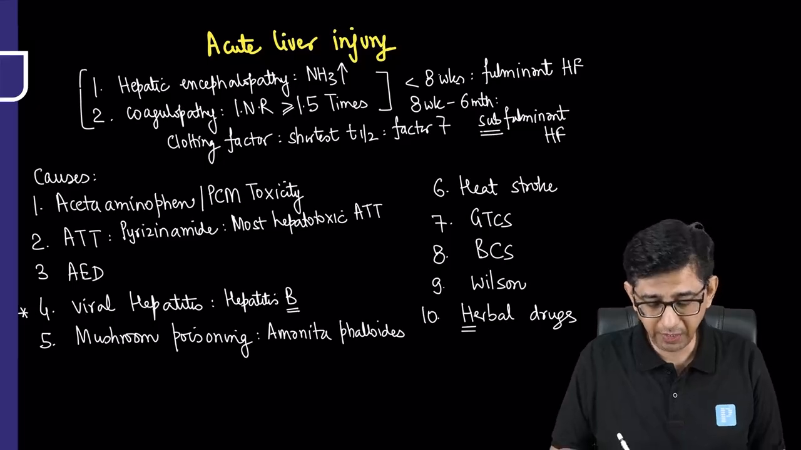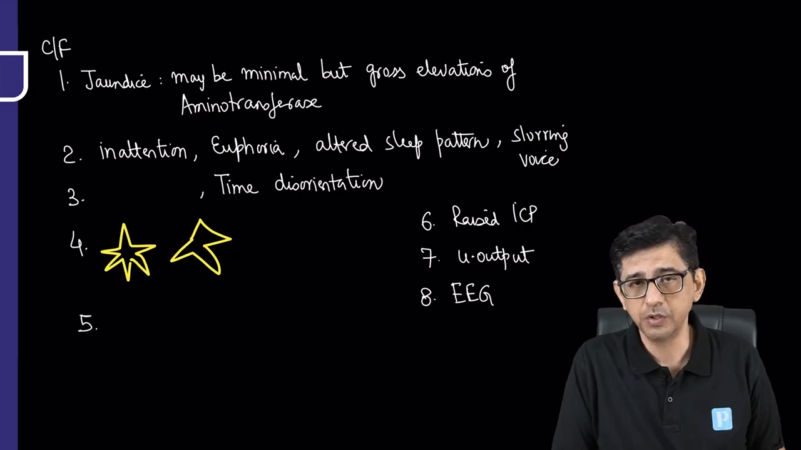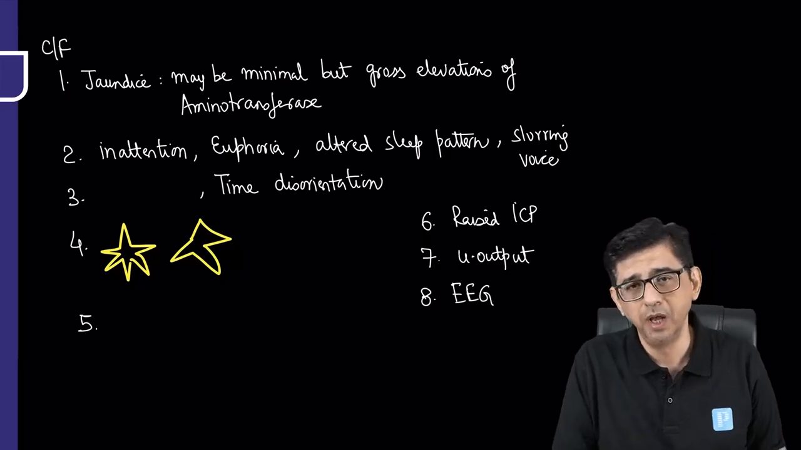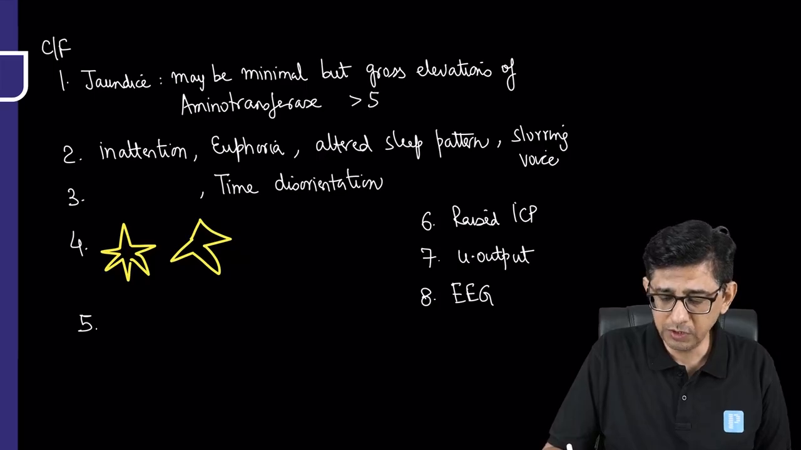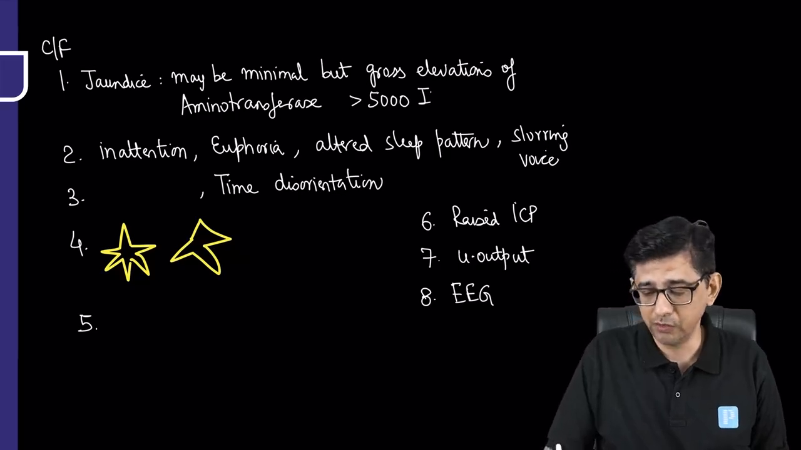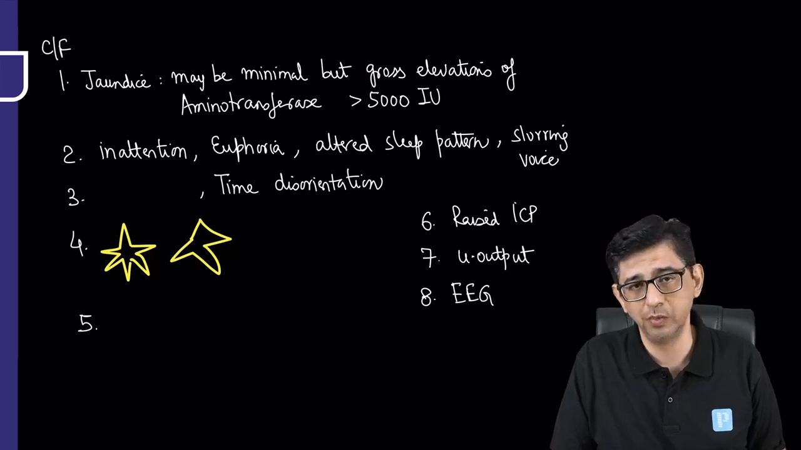Once we get the causes right, we'll next focus on what are going to be the clinical manifestations. So the person will develop jaundice. Initially, the jaundice is going to be minimal, but then gross elevations of liver enzymes will be present. So you will see those huge values, right? 5,000 international units, 8,000 international units. So outrageously high aminotransferase values would be seen.